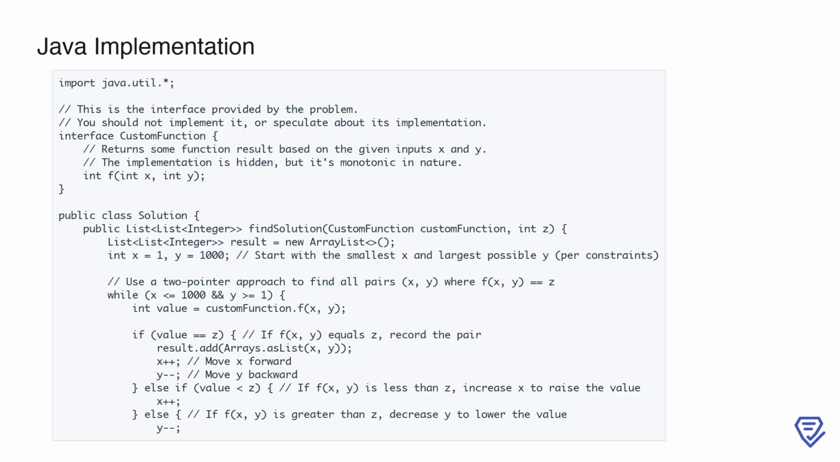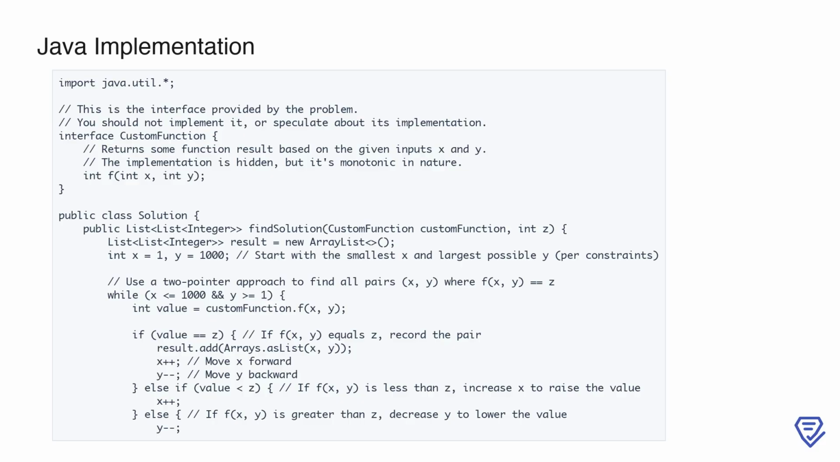In the solution class, we define the method findSolution, which takes an instance of custom function and a target integer z. Our goal is to find all pairs of positive integers x and y such that f(x, y) equals z. To achieve this, we initialize a list called result to store the valid pairs. We also set up two pointers. x starts at 1, representing the smallest positive integer, while y starts at 1000, which is the largest possible value according to the problem constraints.